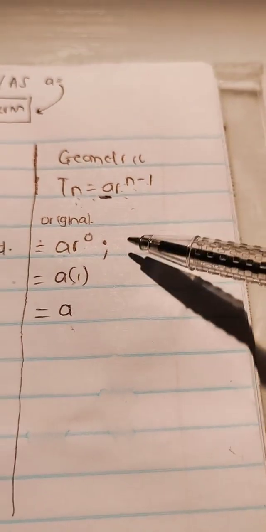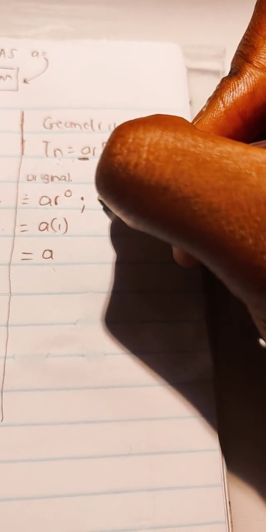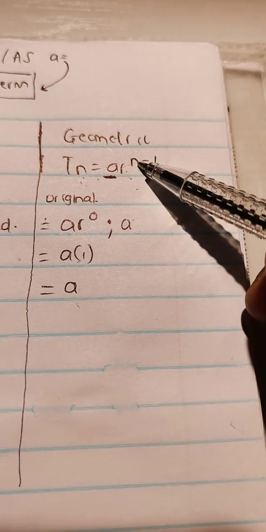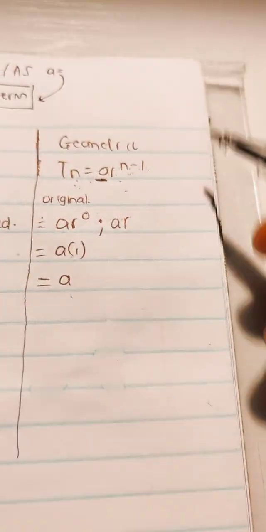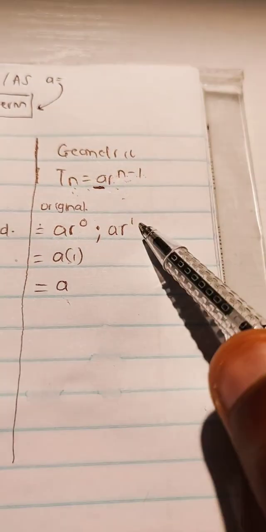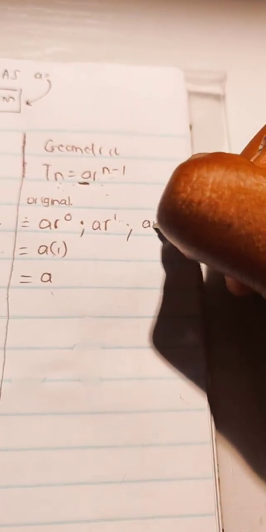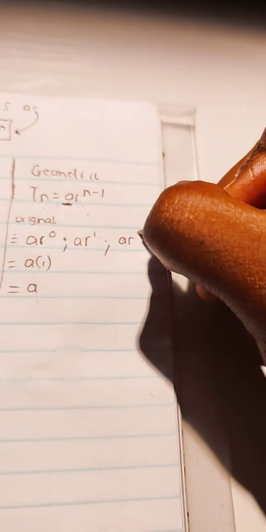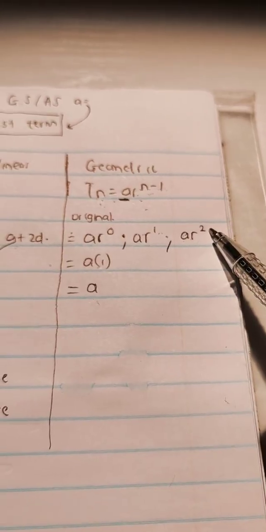Moving right along. Term 2 would be AR. In the place of n, you write 2 minus 1, which leaves us with AR to the power 1. So term 2 is AR in terms of A and R. What about term 3? You substitute 3 in the place of n. 3 minus 1 gives you 2. So term 3 is AR squared.